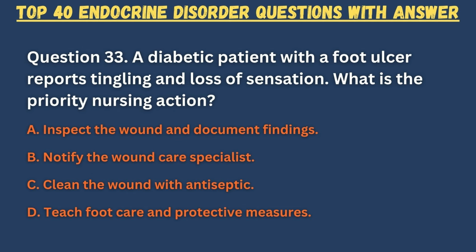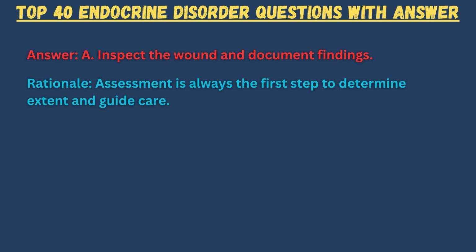Question 33. A diabetic patient with a foot ulcer reports tingling and loss of sensation. What is the priority nursing action? A. Inspect the wound and document findings. B. Notify the wound care specialist. C. Clean the wound with antiseptic. D. Teach foot care and protective measures. Answer. A. Inspect the wound and document findings. Rationale. Assessment is always the first step to determine extent and guide care.